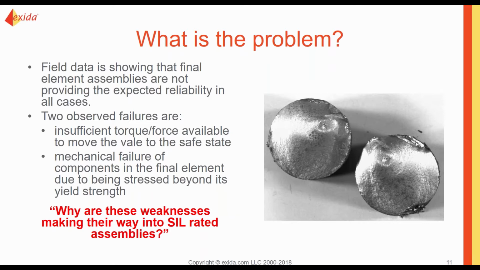We're showing here a stem sheared, failed from excessive shearing forces. And one thing that really comes up is, all right, if we're doing all this extra effort to design these functional safety systems or the safety instrumented functions, why are we seeing these weaknesses make their way into these assemblies in the field?